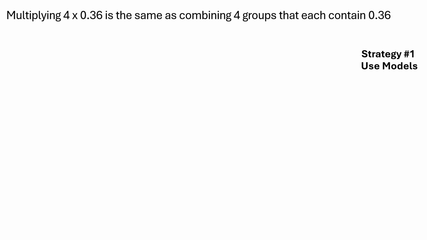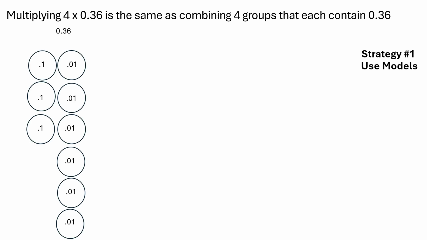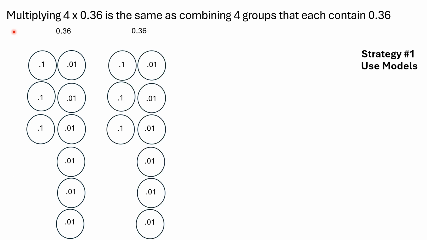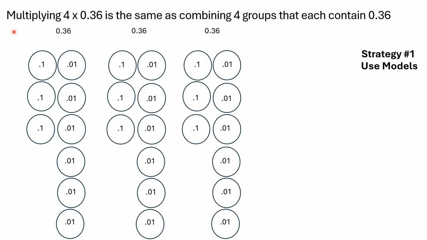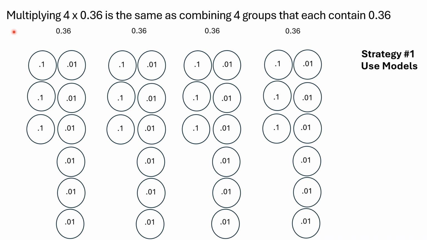The first strategy we will go over is multiplying with decimals using models. In this example here, 4 times 36 hundredths is the same as combining 4 groups that each contain 36 hundredths. So we'll first model 36 hundredths here. As you can see, I have 3 tenths rounds and 6 hundredths rounds that together make 36 hundredths. Now I will create 4 of these groups of 36 hundredths since our problem is 4 times 36 hundredths. And here we have them.